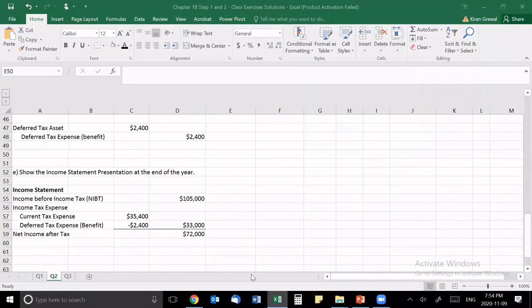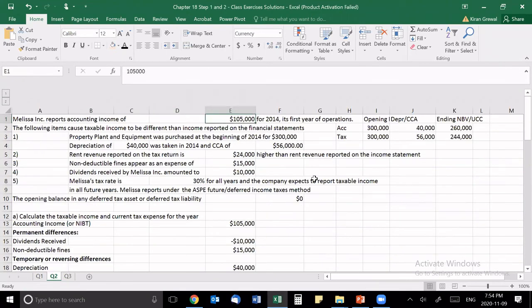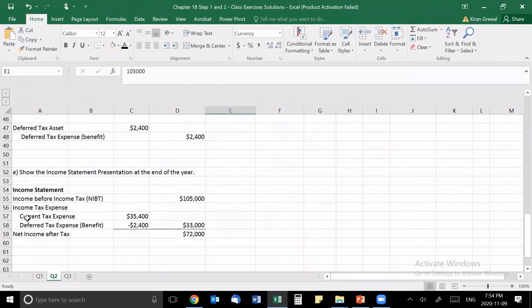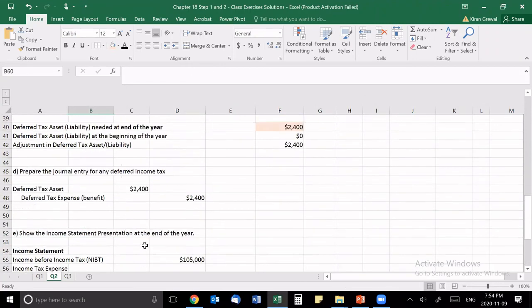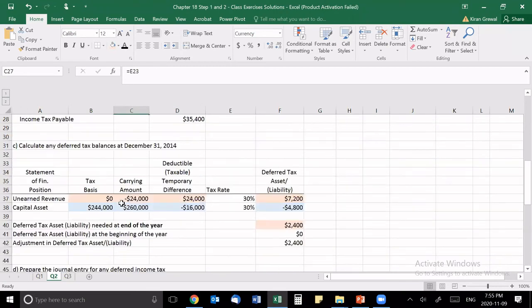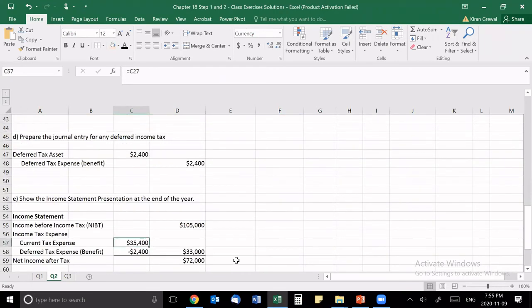So the last thing there is, what is the income statement presentation? Income before taxes was 105,000, shows up in the first sentence there. And then you just take a look at what are the journal entries that hit current tax expense and deferred tax expense. So here, current tax expense, 35,400. Okay, so you bring that over, 35,400.